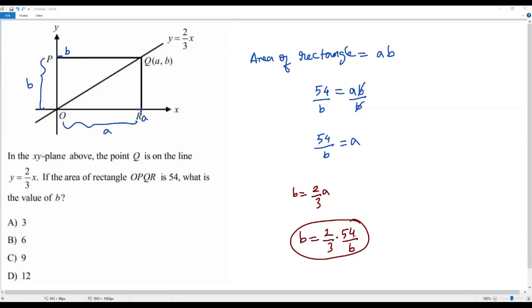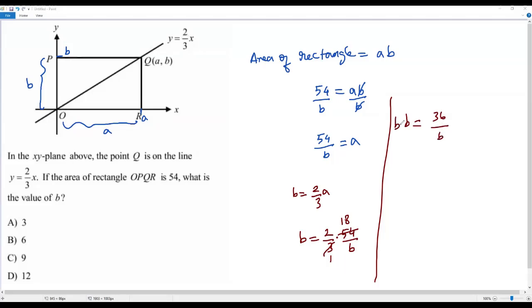Now we got the equation in terms of the constant B. In this equation we have to solve for B. That's the aim of the question, that is, what is the value of B. Now let's solve for B in this equation. Let's do some simplification. 3 goes into 3 one time, and 3 goes into 54 eighteen times. Let me continue over here. Then we get B equals 2 times 18 is 36, over 1 times B, which is B.